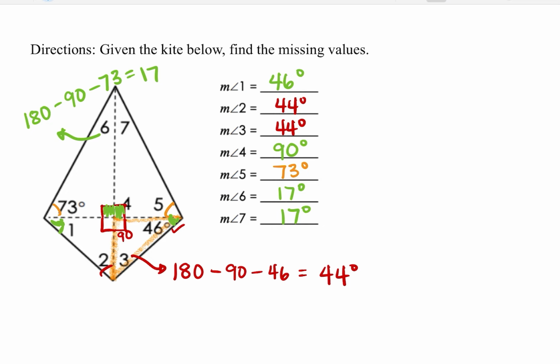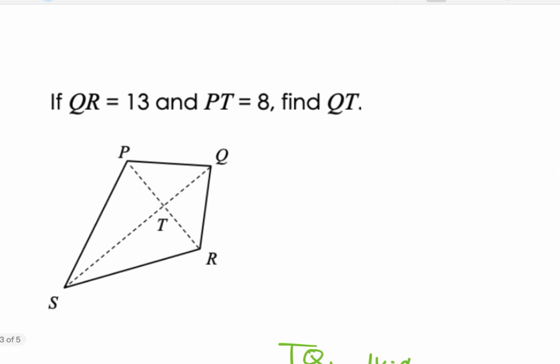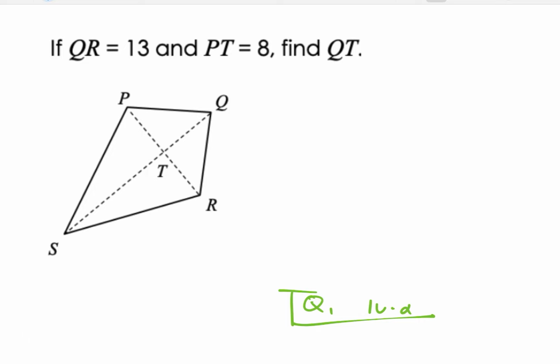Okay, let's try this in a different example. In this problem, we are given that QR is 13 and PT is equal to 8. So if this is 8, TR will also be 8. And we are asked to find QT. QT is right here and it is unknown, so I'm going to label that as X.